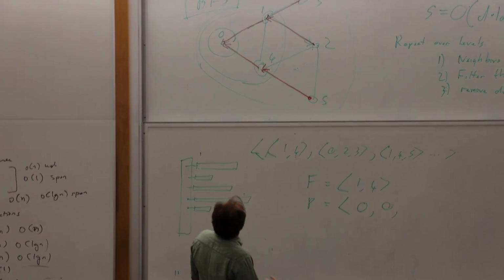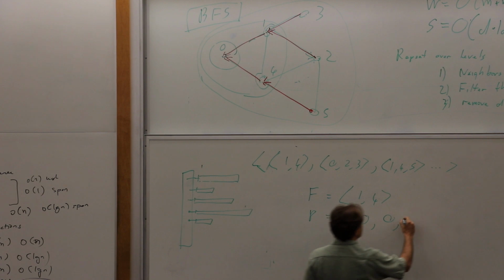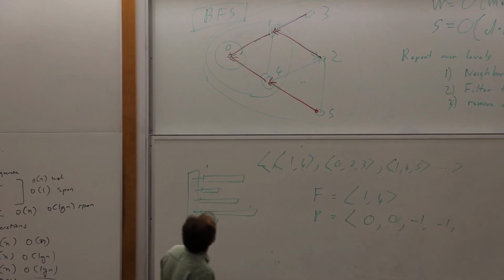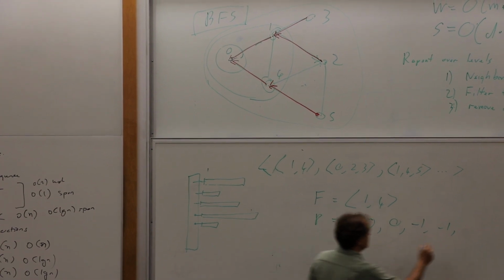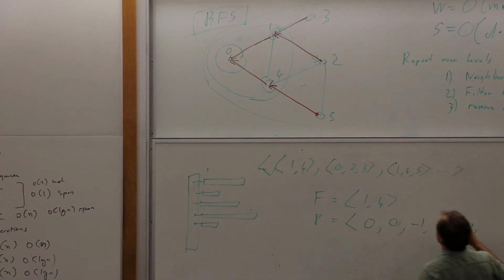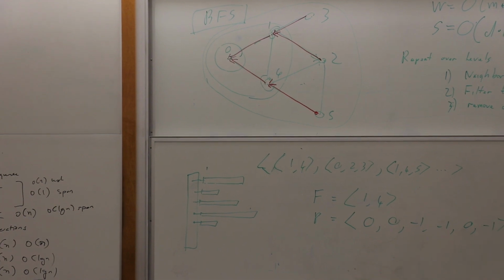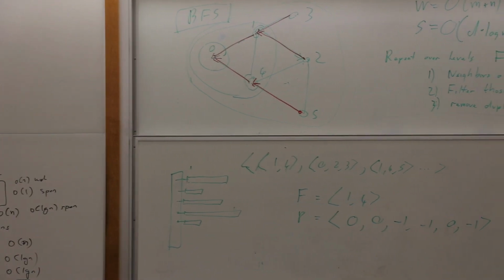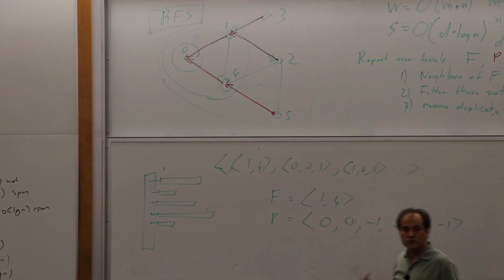Okay. 2 and 3 are -1 because I haven't visited them yet. And 4 points to 0. And 5 is -1, I haven't visited it. Okay, so that's the state of my data structure right after I visited 1 and 4.